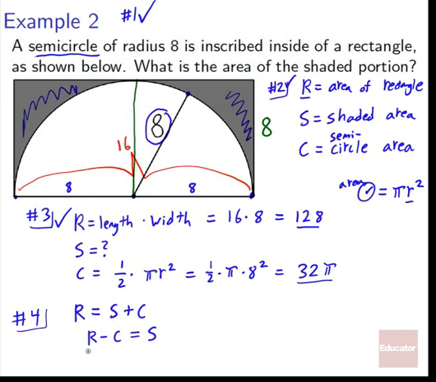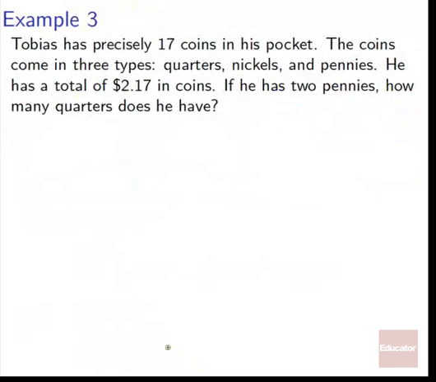So we plug in the area for the rectangle, that's 128, minus the area for the semicircle, that's 32 pi, and that's equal to our shaded area, and that is our answer because there's no way to combine 32 pi and 128. They speak different languages. If we want, we could plug it into a calculator and get 32 times 3.14 and then get something, but 128 minus 32 pi, that's a great answer. There we are. Next example.